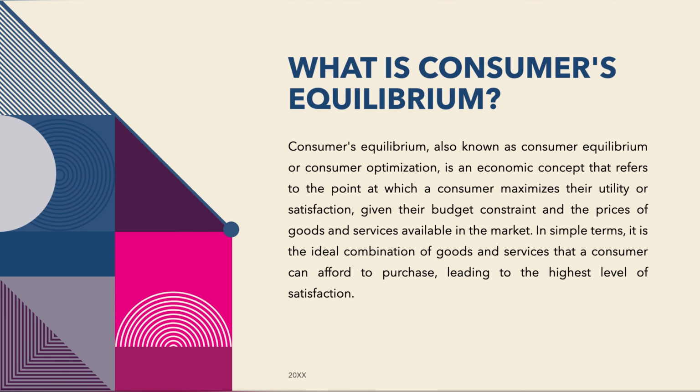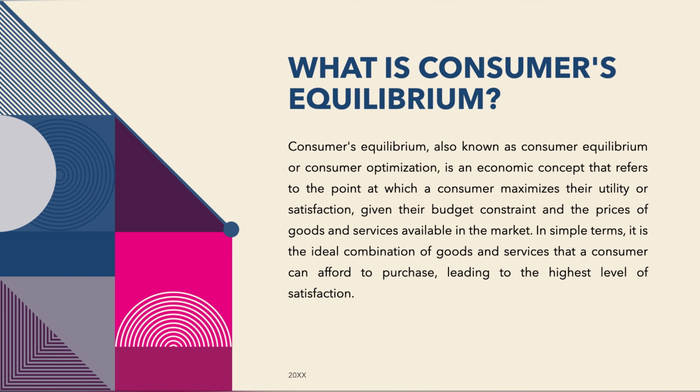Though it is an ideal situation and in real world it does not happen so often, consumers equilibrium is also known as consumer optimization, which refers to the point at which consumer maximizes their utility or satisfaction given their budget constraint and the prices of goods and services available in the market. In simple terms, it is the ideal combination of goods and services that a consumer can afford to purchase, leading to the highest level of satisfaction.